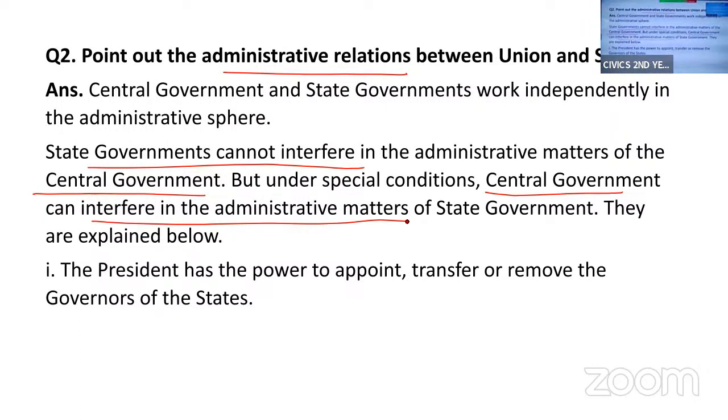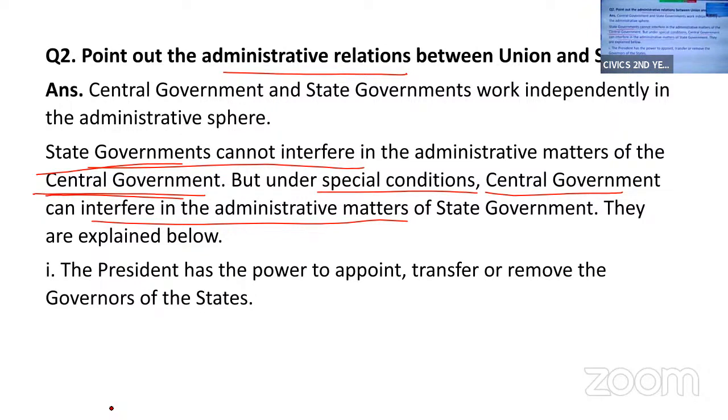Like in case of emergency, in case of constitutional emergency or president's rule in a state, all the governing functions are transferred to the central government. The state government will not function. So in any situation, the state government cannot interfere in the administrative matters of the central government, but under a few conditions, the central government can interfere in the administrative matters of the state.